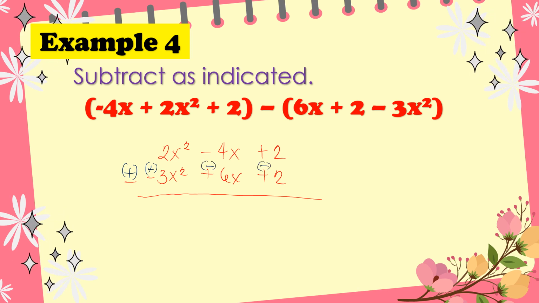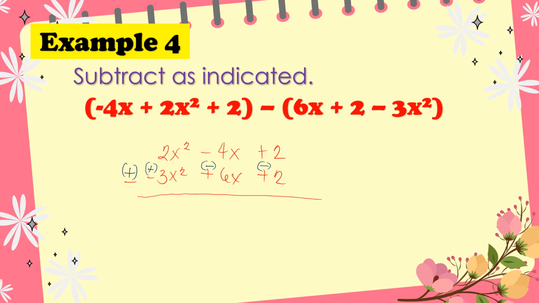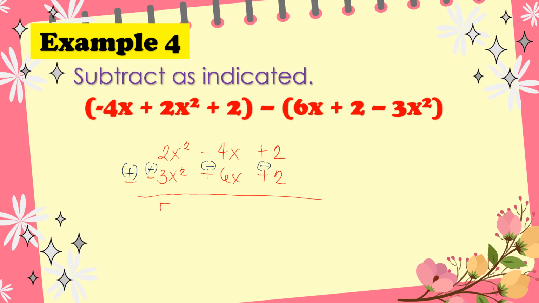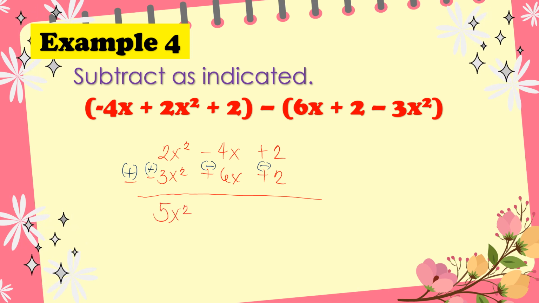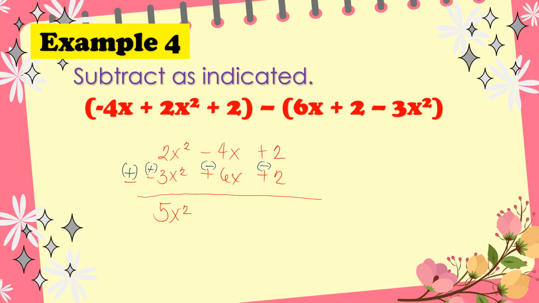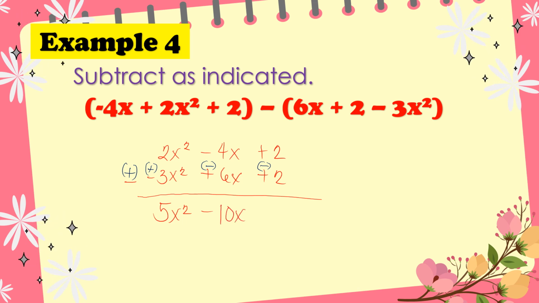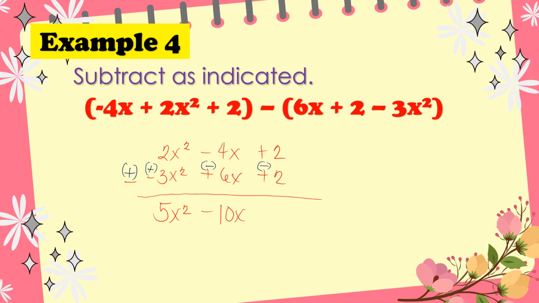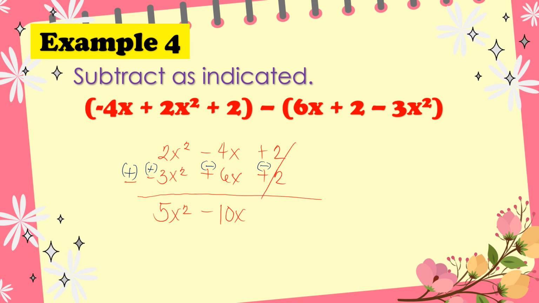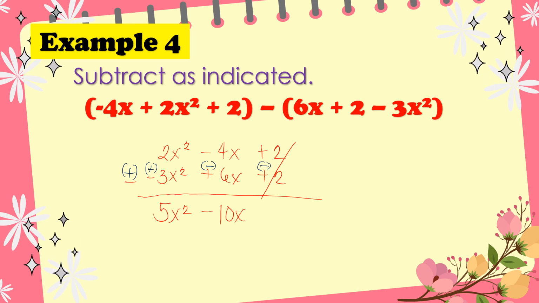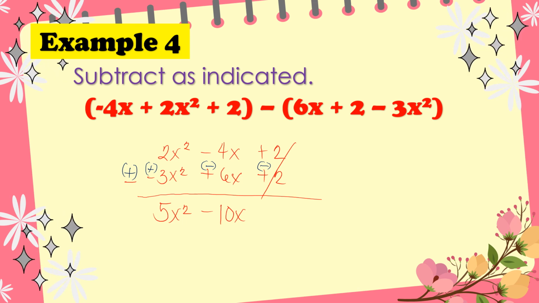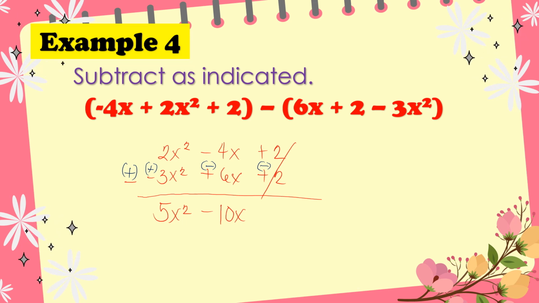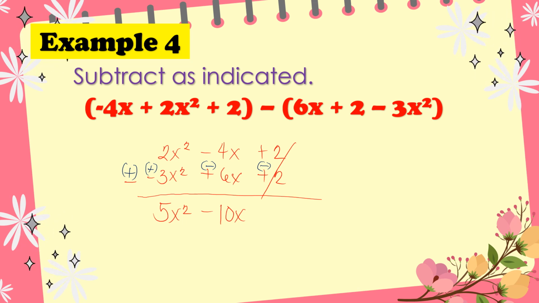So, mag-solve na tayo. So, 2x squared plus positive 3x squared, that would give us 5x squared. Tapos paras ng negative yung nasa gitna, so negative 4x plus negative 6x, it will give us negative 10x. And then yung last is positive 2 plus negative 2, magka-cancel out kasi magiging 0 yung sagot. Diba? Kapag yung number, inadd mo sa additive inverse niya, ang sagot is laging 0. So when you subtract these two polynomials to each other, the answer is 5x squared minus 10x.